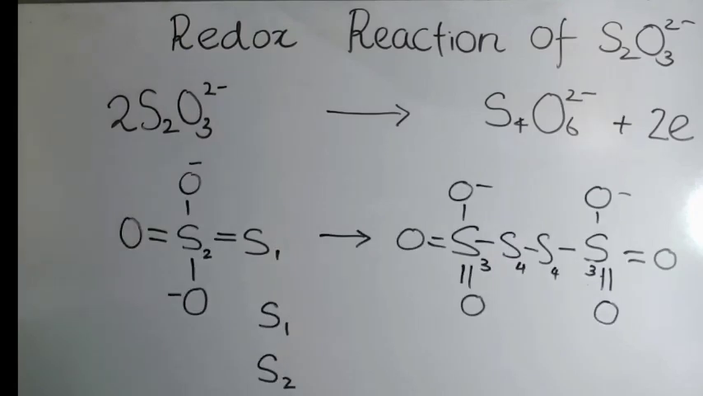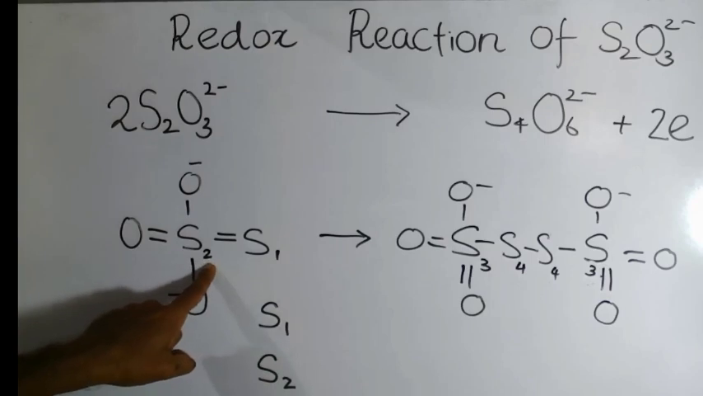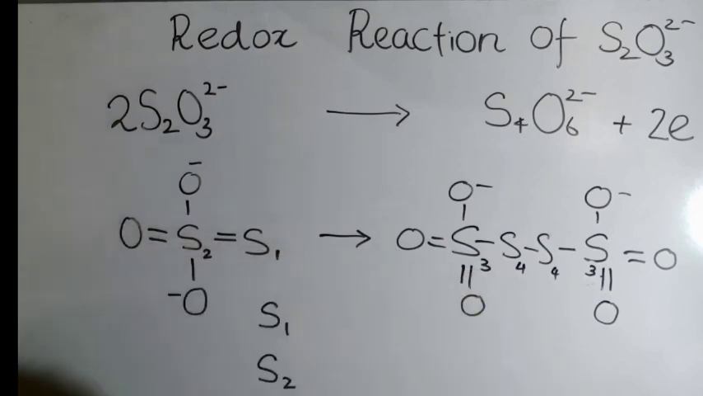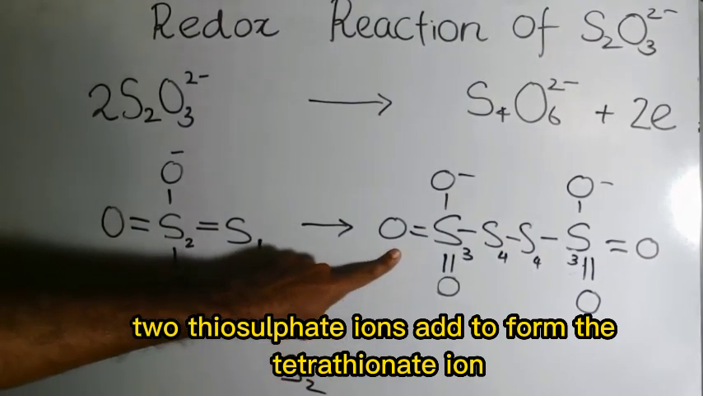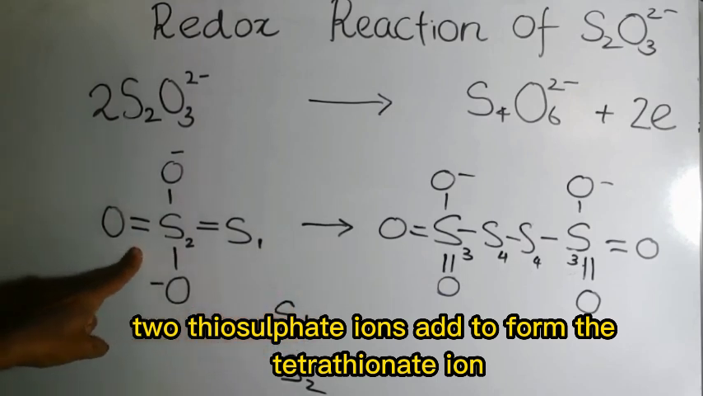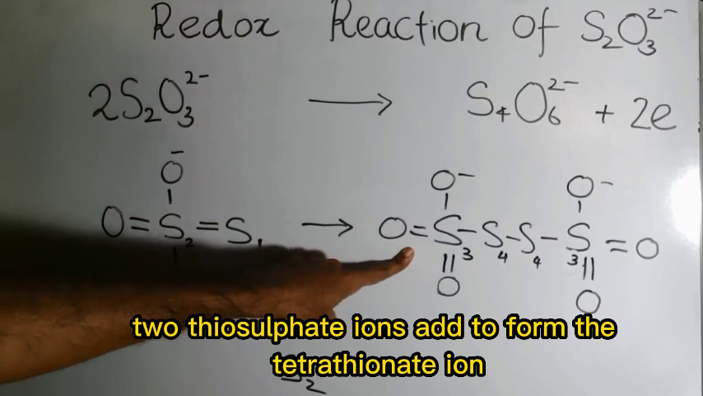Now we have got detailed structures. Those are two Lewis structures. So I have numbered the sulfur atoms 1 and 2. Now actually when we consider this tetrathionate ion, here we can see there are 2 thiosulphate ions included. 2 thiosulphate ions add to form tetrathionate ion.